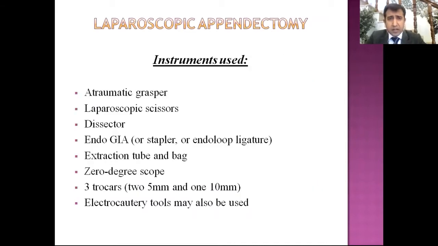So, instruments: there are no special instruments required except the bowel grasper, an atraumatic grasper, because we have to deal with the cecum and small gut, and there should be no traumatic grasper. It may cause a perforation, which the surgeon may not know at the time of surgery, and the patient presents late with peritonitis. So be careful when you choose the instruments while doing bowel handling. It should be an atraumatic grasper.